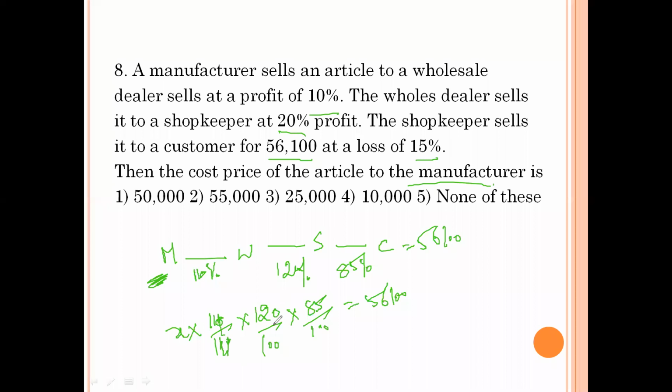Zeros get cancelled, zeros get cancelled. Then we simplify the numbers and divide. So x equal to 5 into 100, 500 into 100, 50,000. So option number 1 is the right answer.